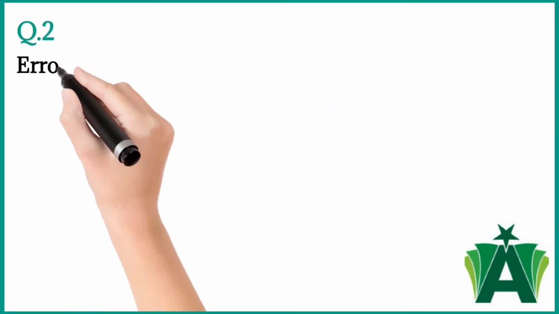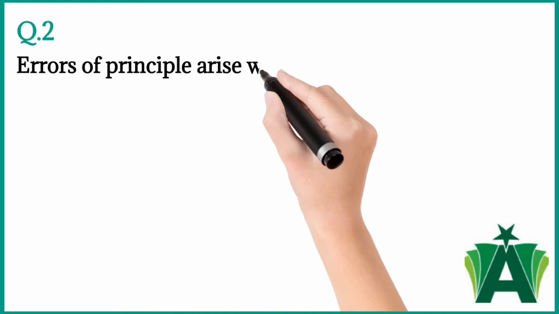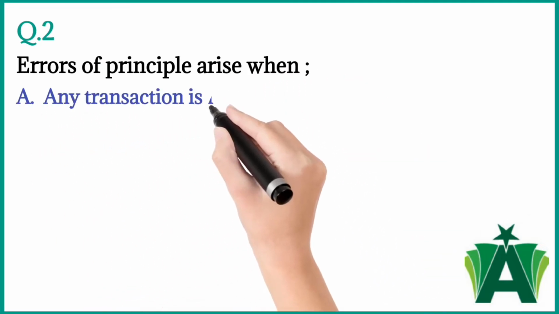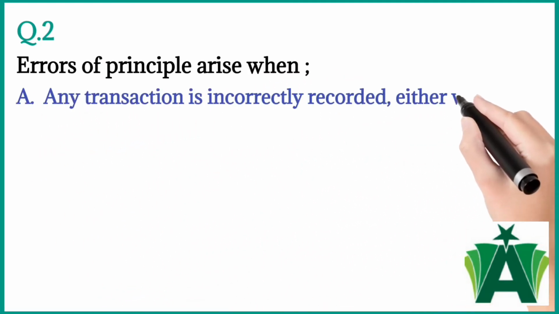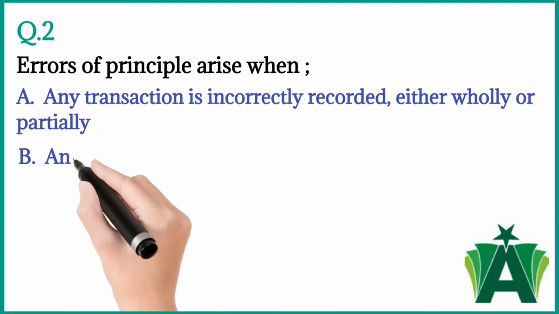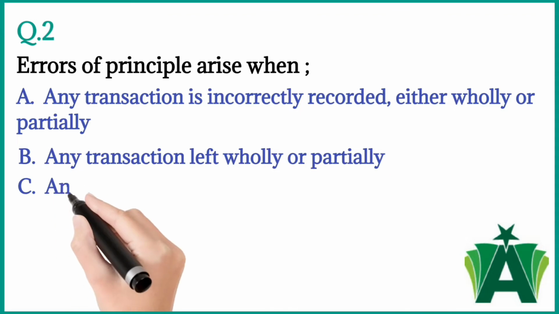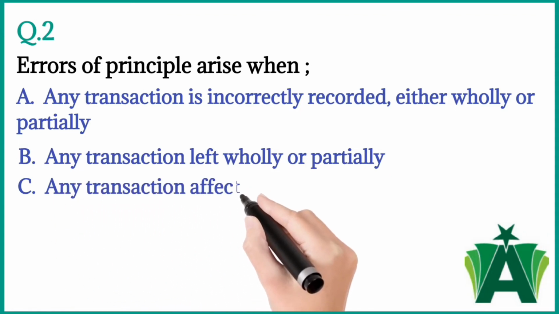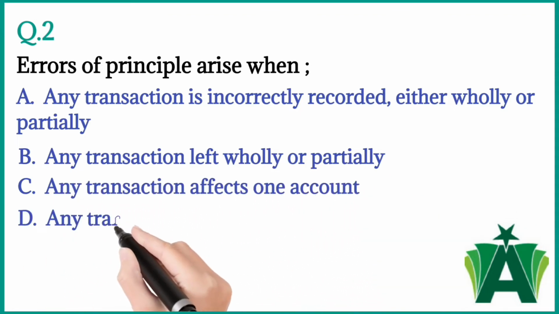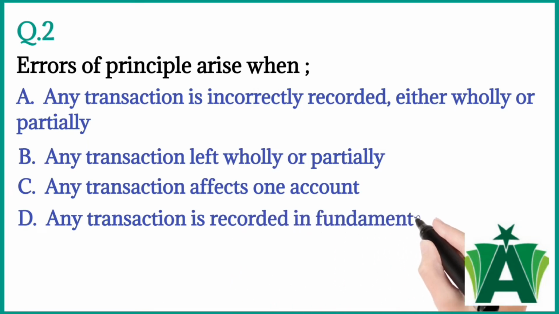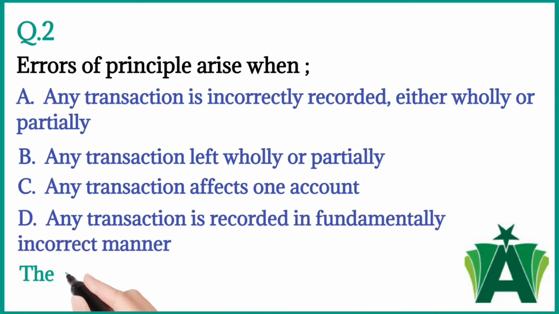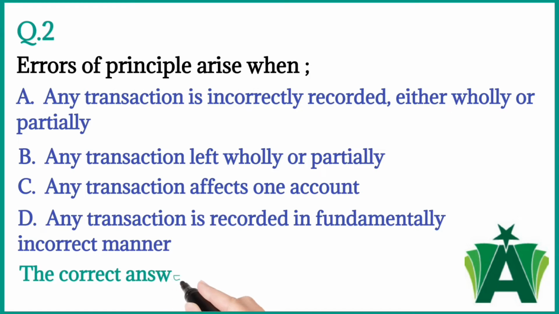Question number 2. Errors of principal arise when: A. Any transaction is incorrectly recorded, either wholly or partially. B. Any transaction left wholly or partially. C. Any transaction affects one account. D. Any transaction is recorded in fundamentally incorrect manner. The correct answer is D.